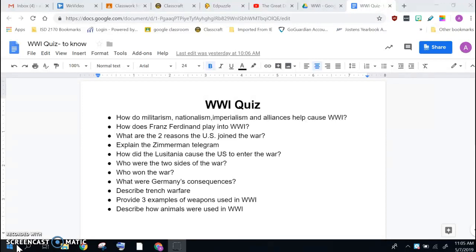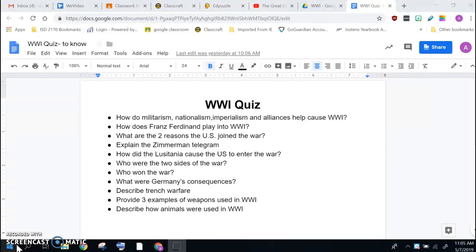The two sides of the war are the Central Powers, primarily made up of Germany and Austria-Hungary, and the Allied Powers: France, England, the U.S., Serbia, and Russia. Those are the two sides that are fighting. Who won the war? Hopefully you all know this, but the Allied Powers end up winning the war.